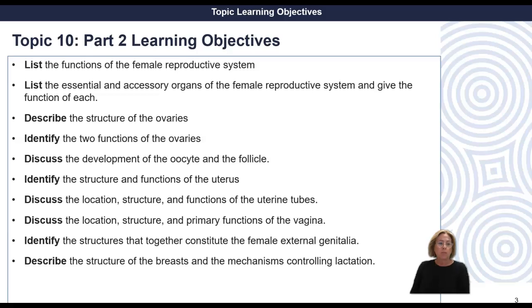the follicle, be able to identify the structure and functions of the uterus, as well as the location, structure, and primary functions of the vagina, be able to identify the structures that together constitute the female external genitalia, and finally be able to describe the structures of the breasts and the mechanisms controlling lactation.